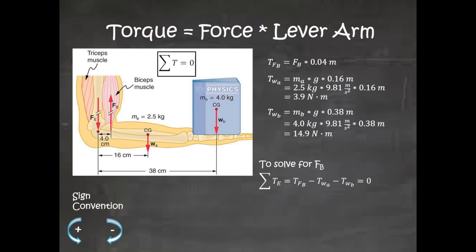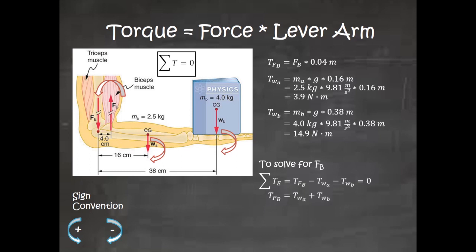Now, to solve for Fb, we need to write the sum of the torques about point E and set it equal to 0. When writing the sum of the torques, we need to remember the sign convention that counterclockwise rotation is positive and clockwise rotation is negative. Force Fb will cause a counterclockwise rotation, so torque Tfb is positive in the equation. Force Wa will cause a clockwise rotation, so torque Twa is negative in the equation. Force Wb will also cause a clockwise rotation, so torque Twb is also negative in the equation.